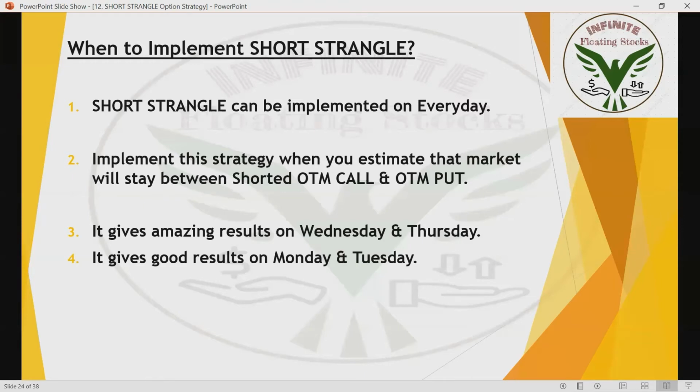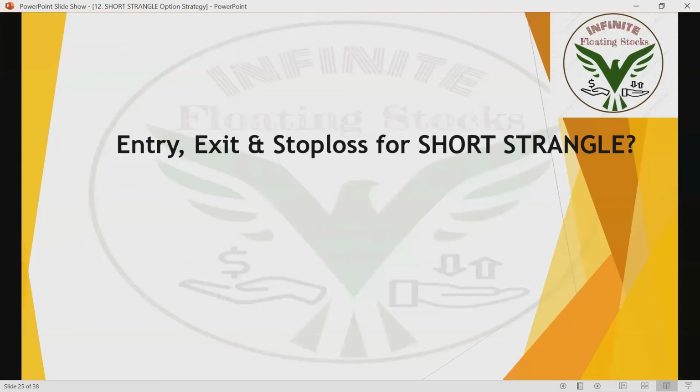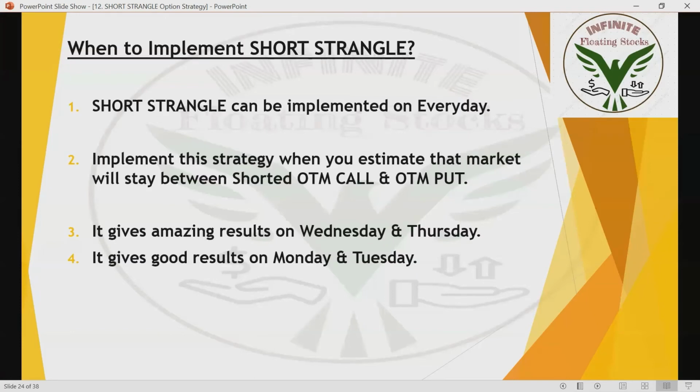The name of the strategy is short triangle option strategy. It gives amazing results on Wednesday and Thursday. That means it is highly suggested for you all to implement this strategy on Wednesday and Thursday for sure. And you can also implement it on Monday and Tuesday. It will also give good results. So now you already know when to implement.